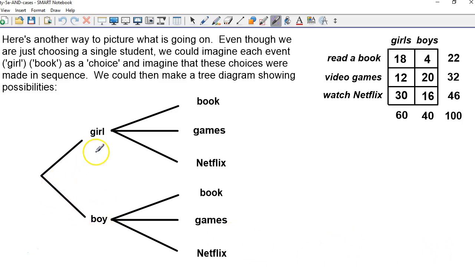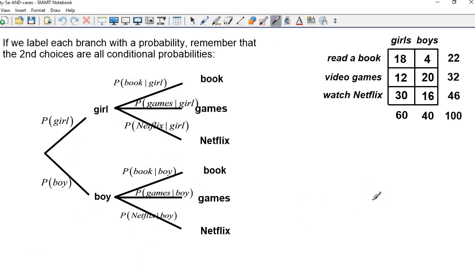We could have girl or boy as the choice first, and then we could have book, games, or Netflix for the girl, and also book, games, and Netflix for the boy. If we were to label each branch with the probabilities, remember that the first branch here would contain simple probabilities, just the probability of all the students that they're girls, or the probability that they're boys. But the second probabilities all have to be conditional probabilities, right?